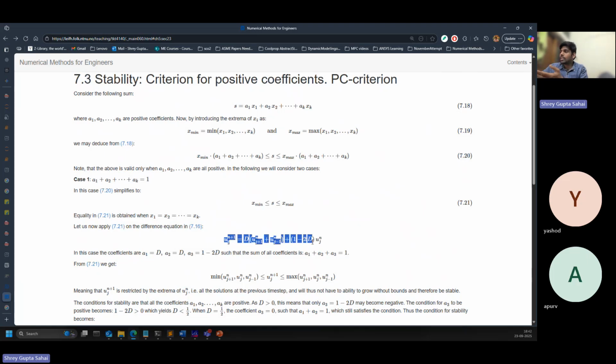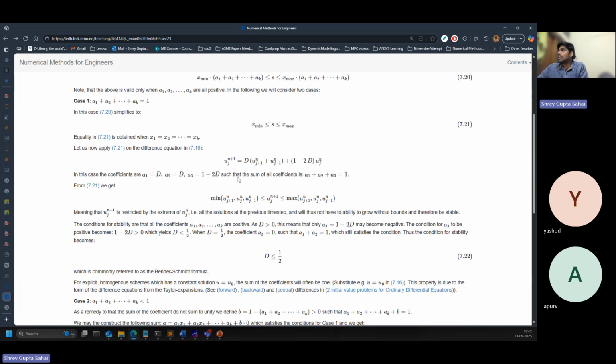So Ax equals b kind of situation, in this format only. Now let's see, when you look at it, u_j^(n+1) and u_j^n, so basically you're evolving in time. n plus 1 is the time step, and j is the position step. So we're kind of moving forward in time.